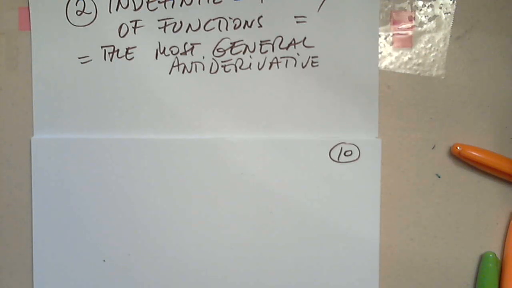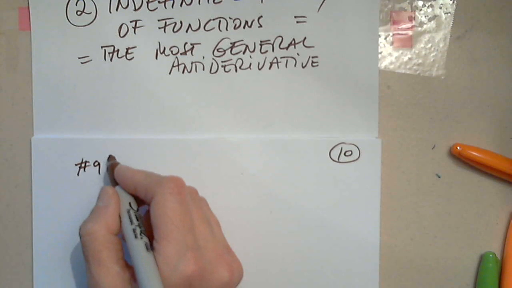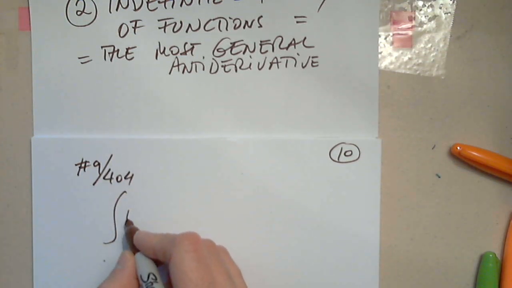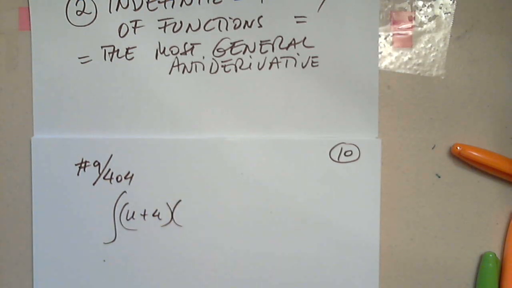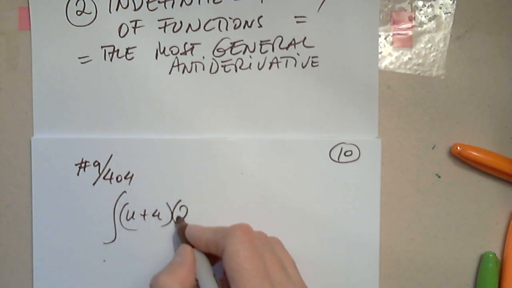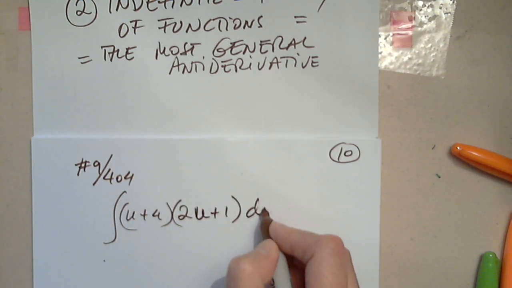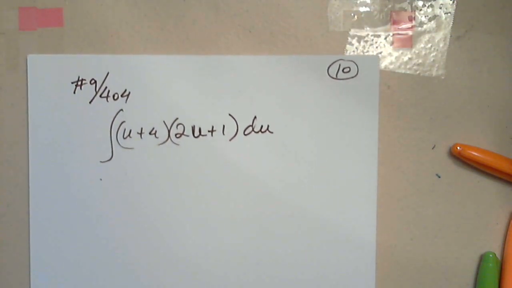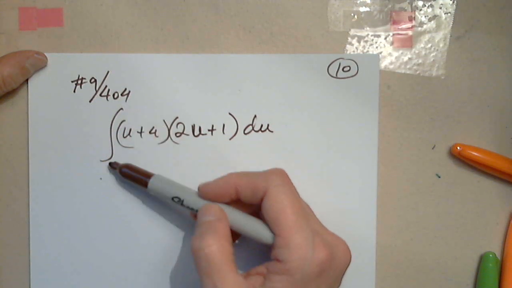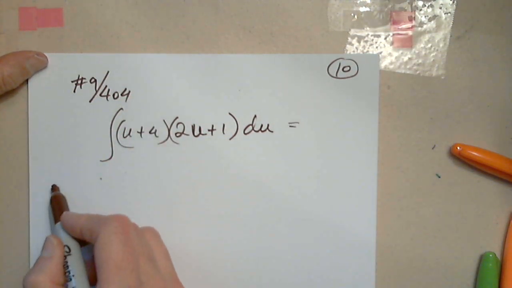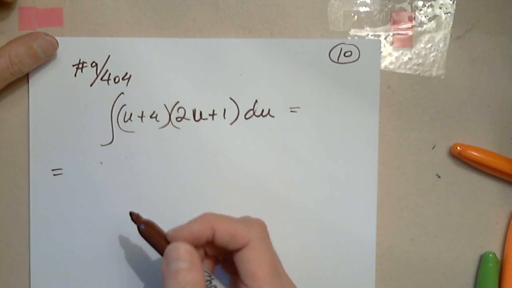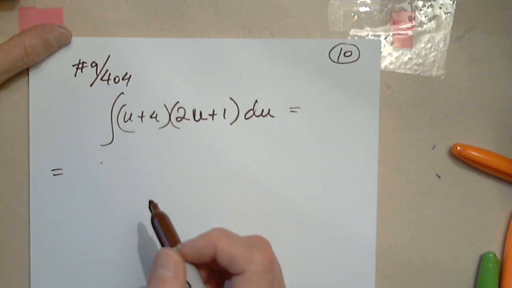Okay, let's look at problem 9 on page 404. The integral of u plus 4 times 2u plus 1 du. As you see, there are no limits of integration. We know that the answer will be the most general antiderivative. We don't know how to integrate products. You will learn how to integrate products in Calc 2.